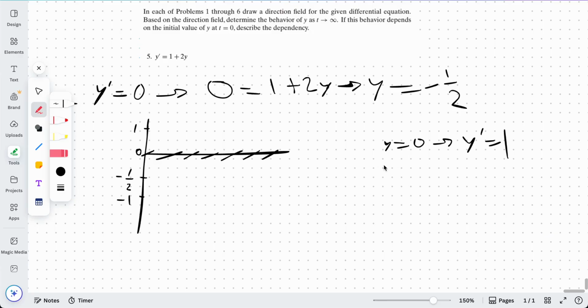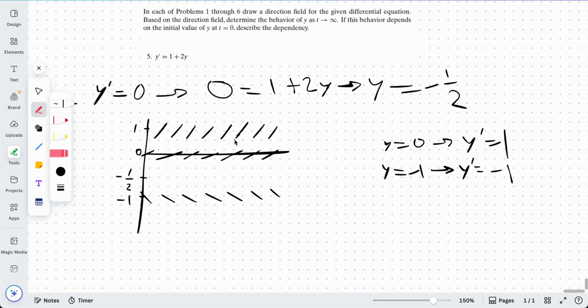And then we can test at y equals negative 1. Y prime becomes negative 1 as well, right? And so at negative 1, the slopes are now looking something like this, right? And then at 1, if we plug in, we'll see that y prime equals 3, which is steeper than these slopes. So we draw these again with a steeper gradient, right?